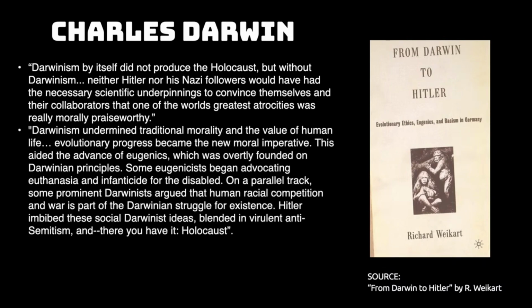He also writes, Darwinism undermined traditional morality and the value of human life. Evolutionary progress became the new moral imperative. This aided the advance of eugenics, which is overtly founded on Darwinian principles. Some eugenicists began advocating euthanasia and infanticide for the disabled. On a parallel track, some prominent Darwinists argued that human racial competition in war is part of the Darwinian struggle for existence. Hitler imbibed these social Darwinist ideas, blended in virulent anti-Semitism, and there you have it, Holocaust.